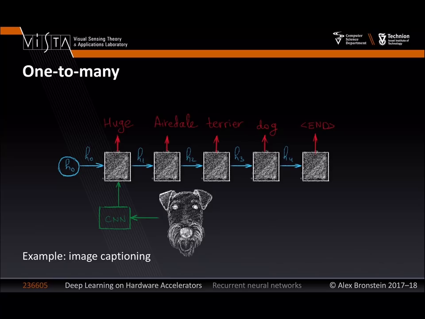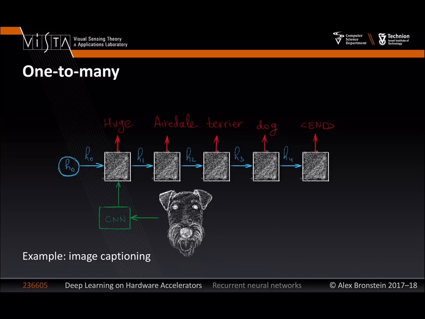Well, typically, this will not be an image. It will be some embedding of an image using, for example, a CNN. So I crunch the pixels of the image with a CNN, I produce some embedding vector, some fixed dimensional vector, and then I feed it as the first input to the network. Then I'm feeding no inputs, and I'm just crunching the state. And every output that I'm producing, for example, the output here will be huge Airedale Terrier dog, end of phrase.